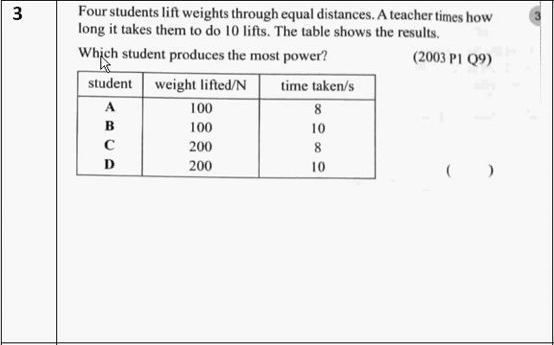Okay, let's look at question 3. For question 3, it says that 4 students lift weights through equal distance. The keyword that's important is "equal". Equal means the distance moved will be the same. This is a very important keyword.